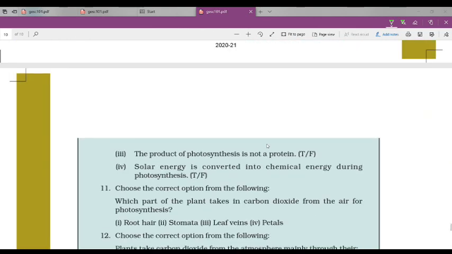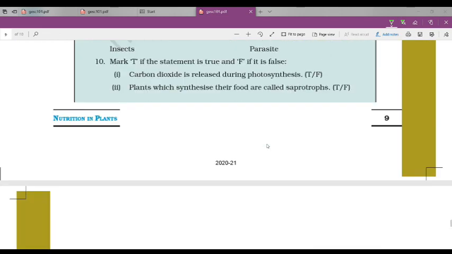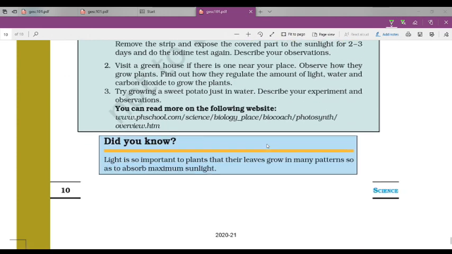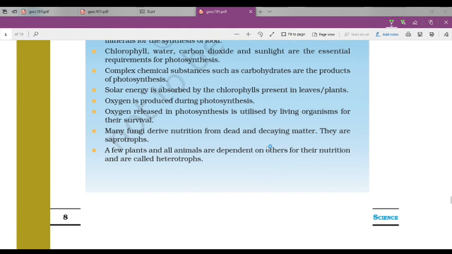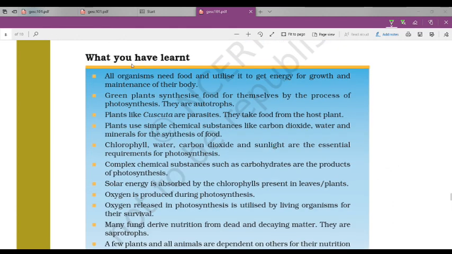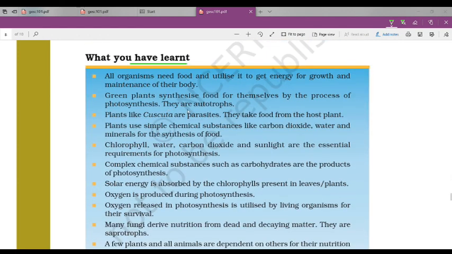In the next video we will discuss the questions and answers of this chapter. I will provide you a short video for this to get the answers. You should read all these lines, which are in a nutshell, to understand the important points.